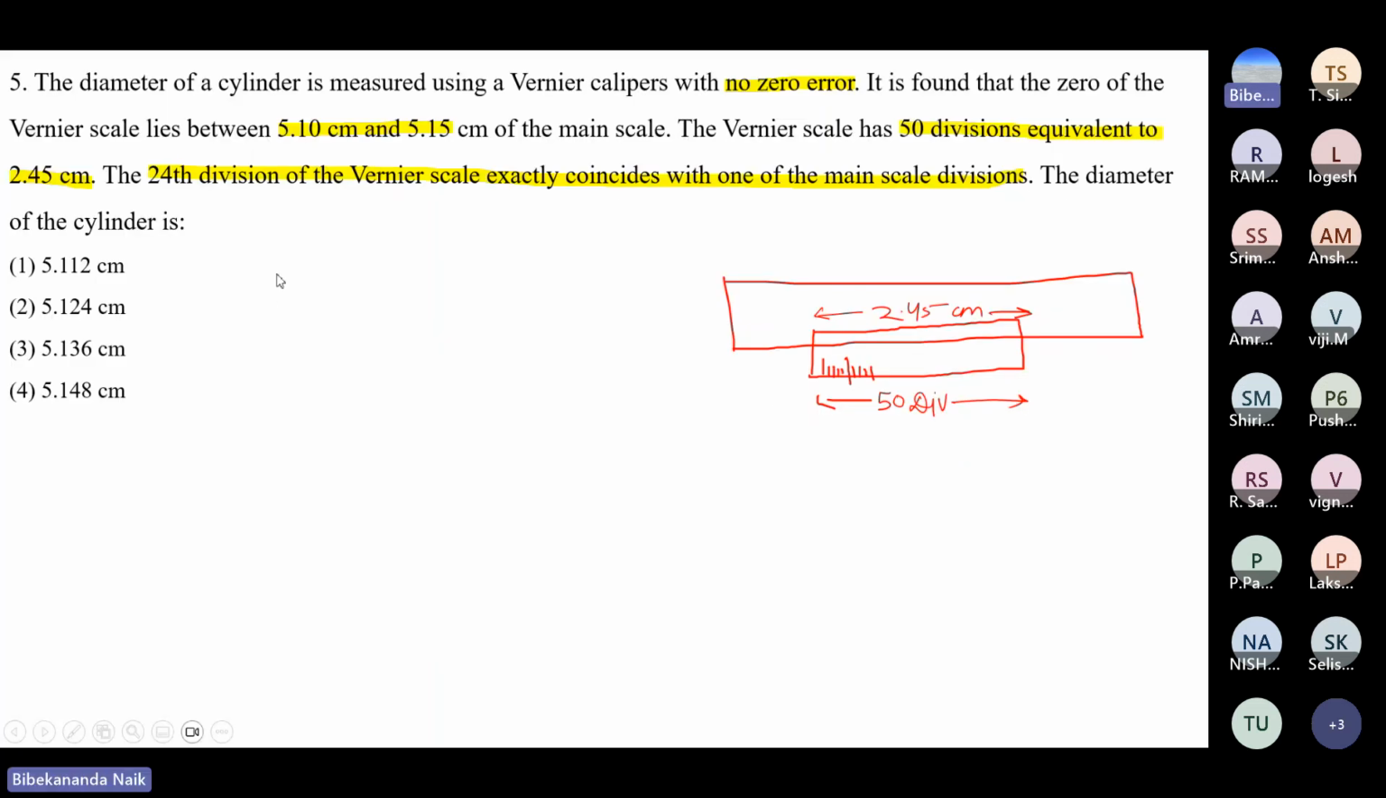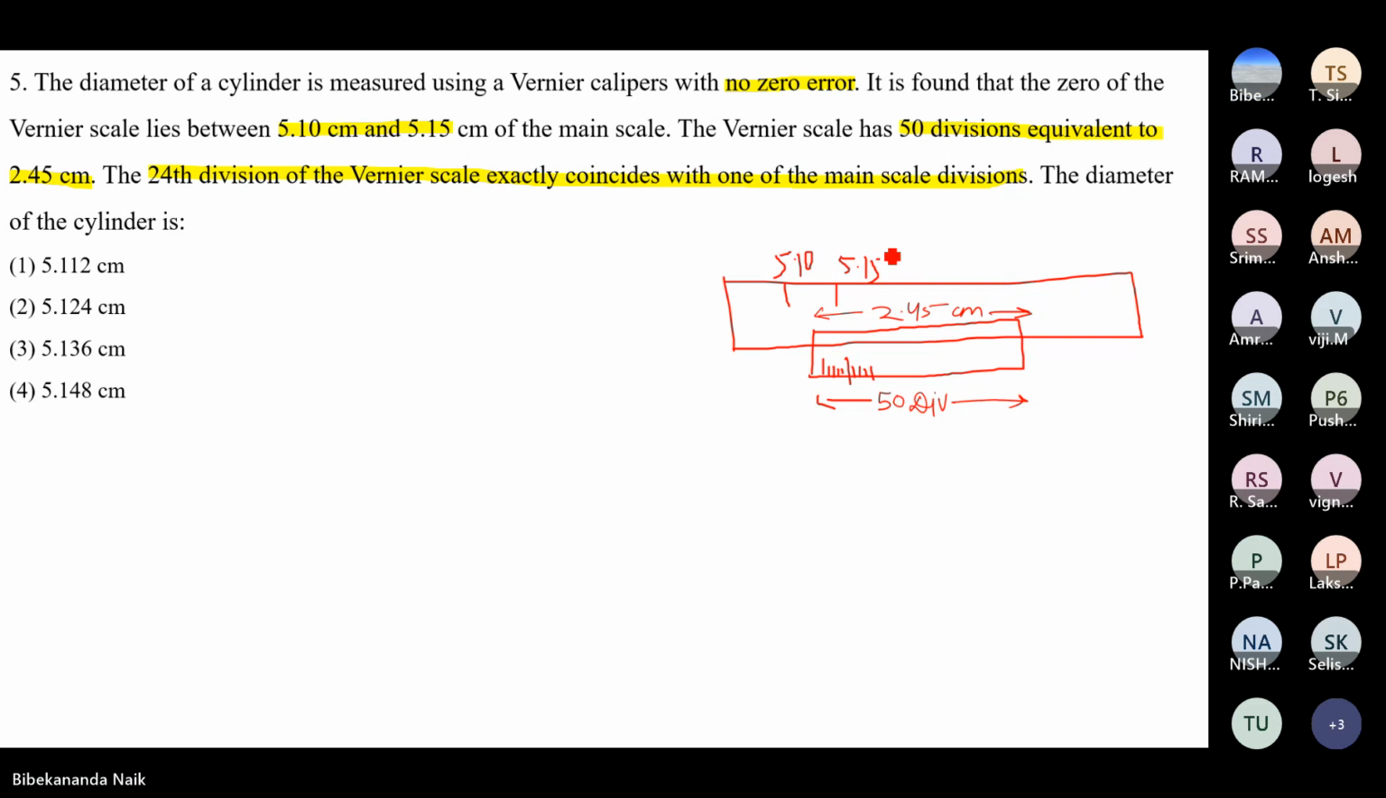So there is a trick in this question, and the trick lies in the fact that the zero of the vernier scale lies between 5.10 and 5.15 centimeter of the main scale. If you see this portion of the question, it is given that when we are measuring, suppose this is the zero of the vernier scale. Then this zero lies between 5.10 and 5.15. So this is 5.10 and this is 5.15.